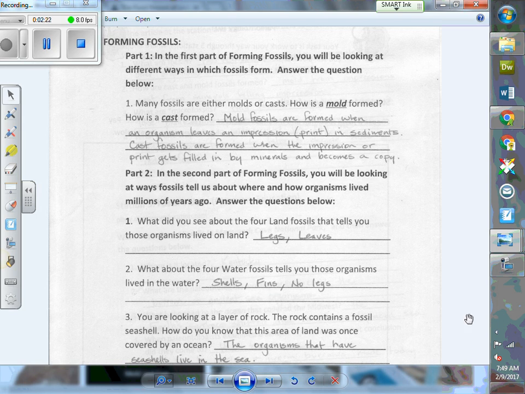You're looking at a layer of rock. So imagine you were looking at a layer of rock. The rock contains a fossil seashell. How do you know that this area of land was once covered by an ocean? Well, we know that because the organisms that have seashells live in the sea. So we could conclude if we found a fossil seashell that that area at one point was covered by an ocean.